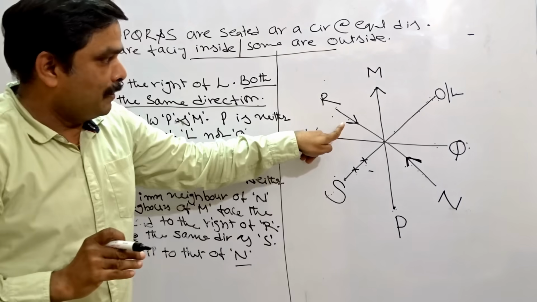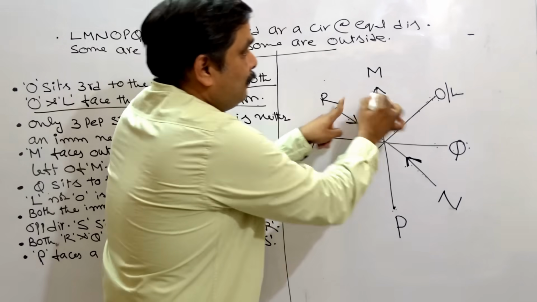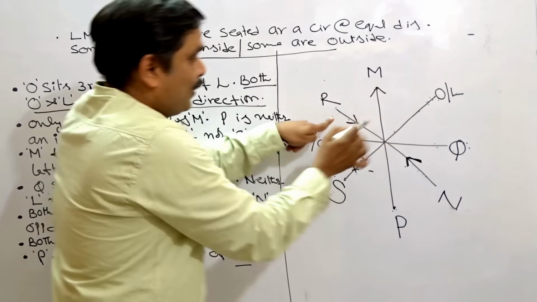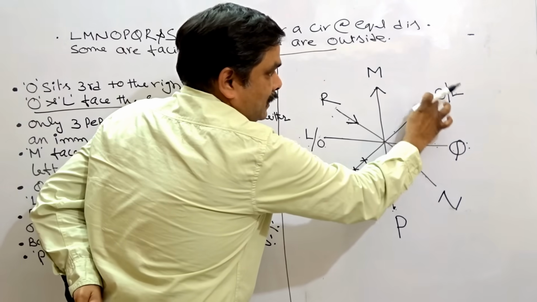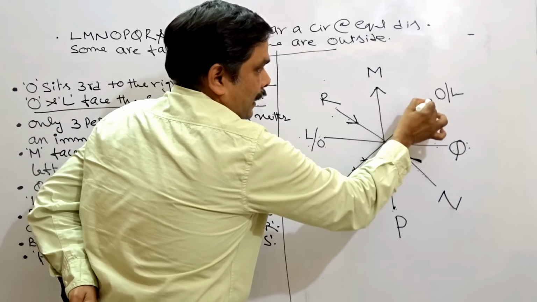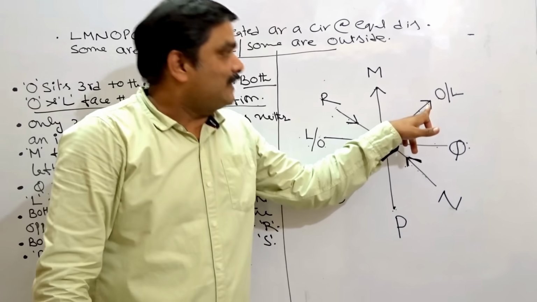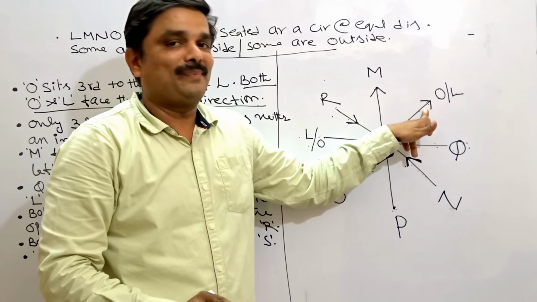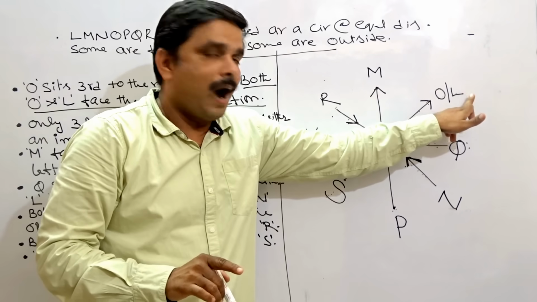Now you see another important information. We should not forget this one. Just now we have read out that immediate neighbors of M face opposite directions. Now when this person is inside, this person must be facing outside. What clue can I get from this one? Very clearly, this place should be given to either O or L.